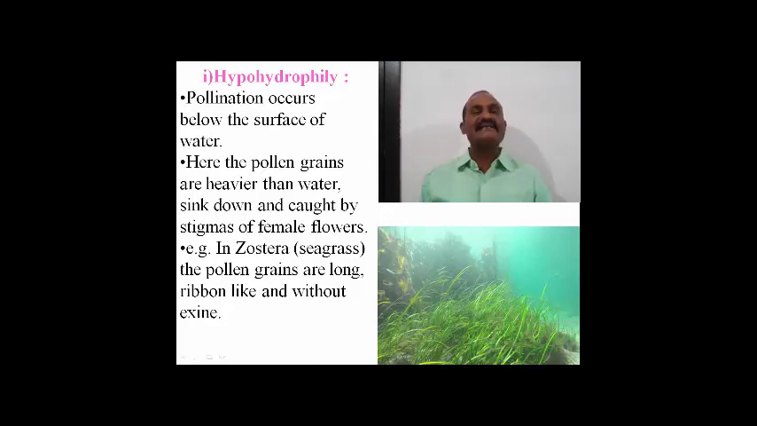Here the pollen grains are heavier than water. They sink down and are caught by the stigma of female flowers. Generally, it is observed in plants like Zostera. Zostera is famous as seagrass. The pollen grains are long, ribbon-like, and they show absence of exine. Exine is not present, only intine is there.